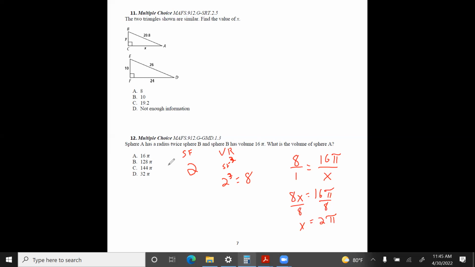So I need to flip one of those two fractions, not both of them, just one of them. So let me go back. Instead of having 16 pi over x, we should have it the other way, x over 16 pi. I almost wrote it the same way again. X over 16 pi. So cross multiply again. X equals 8 times 16.